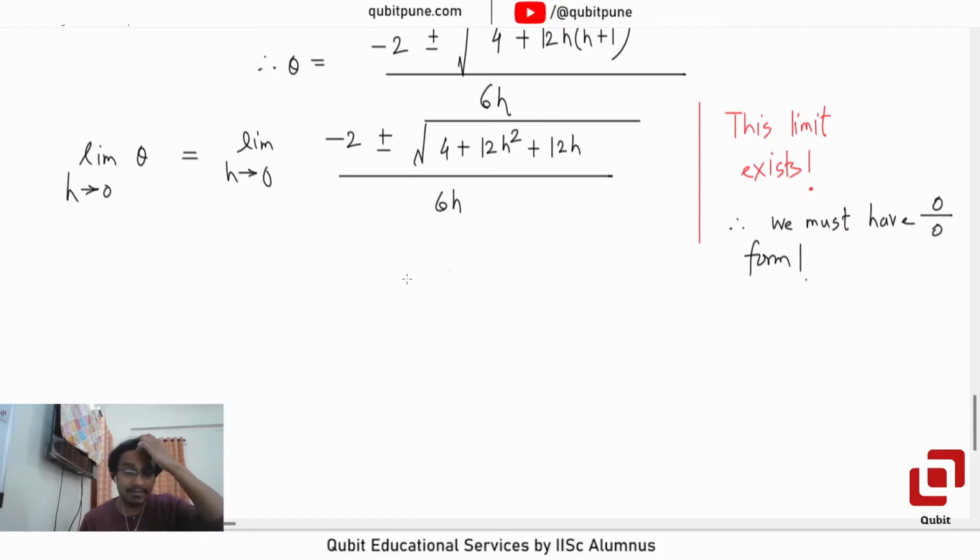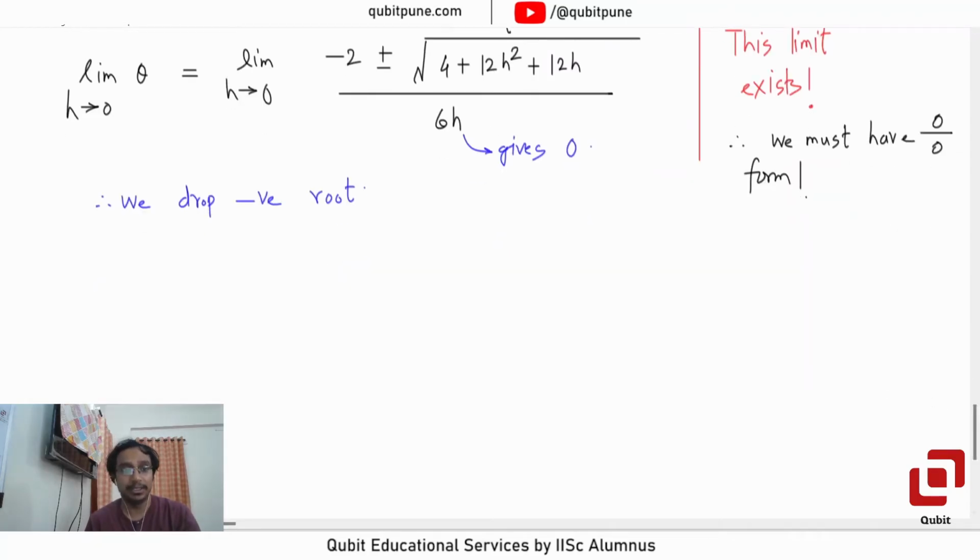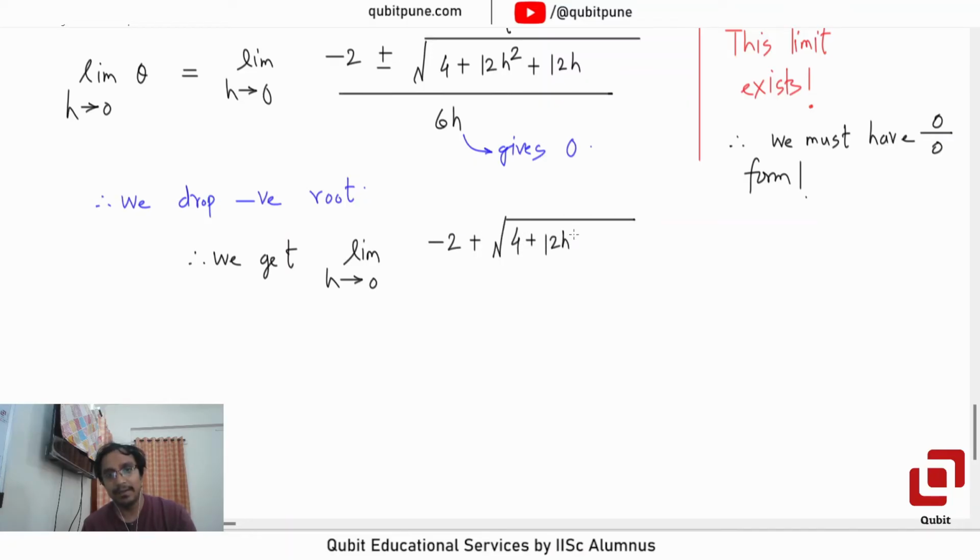Why 0 by 0? Because the denominator is already 0, you can see, h gives 0. And in the numerator, if I put h as 0, I'm getting root 4 inside. Therefore, I cannot have the negative sign there, otherwise it will not give us 0 in the numerator. So we drop the negative root and continue with the positive root. Therefore, we get the limit as h tends to 0 of negative 2 plus root of 4 plus 12h squared plus 12h, upon 6h, applying L'Hospital's rule.